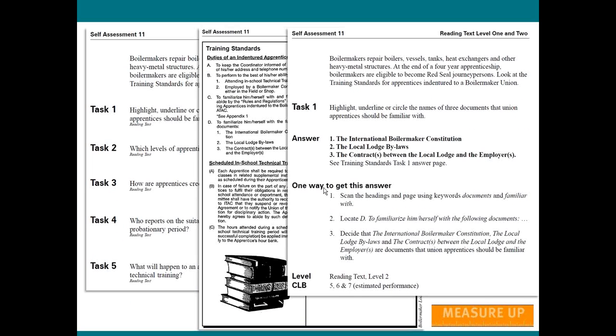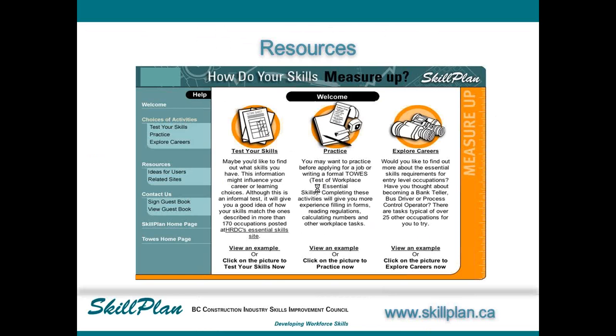So this resource here, How Do Your Skills Measure Up, it's free. That's why we get 500,000 hits a month. You can go in here and pull out actual tests that test a level 1, a level 2, level 3, all the way to level 5 using authentic workplace documents. And then there are a lot of practice activities, thousands of questions here. And then there are actual activity booklets related to a career.